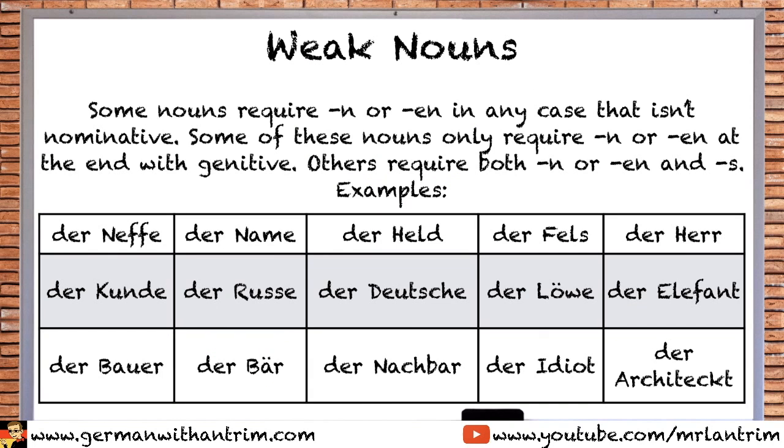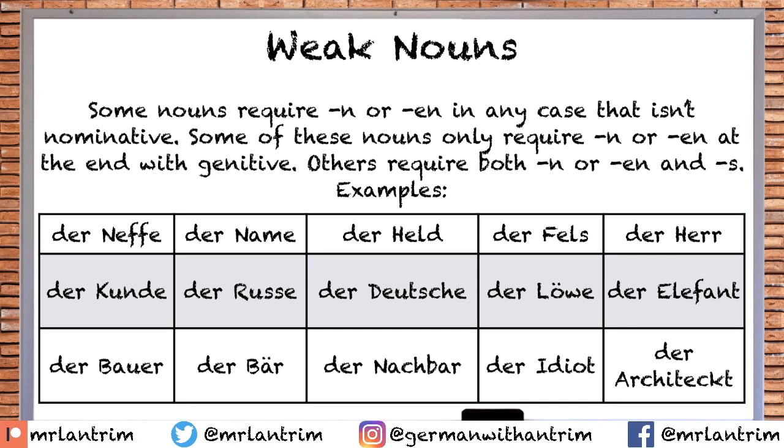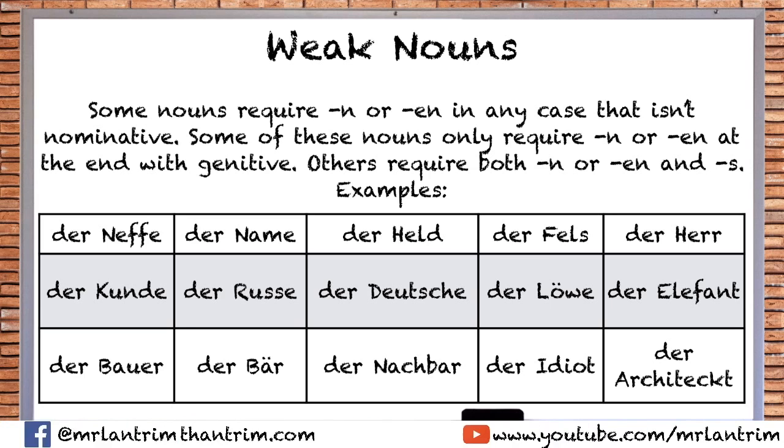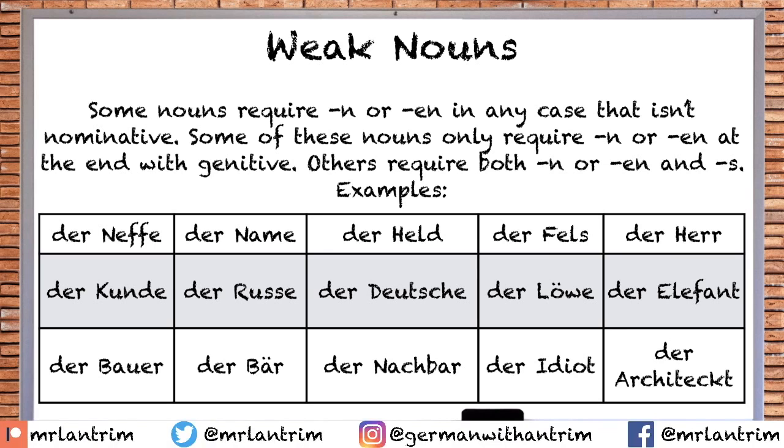Weak nouns. I've mentioned this in every presentation about cases that I have talked about so far. And then we have these weak nouns. Basically what happens is, in every case that is not nominative, they take N or sometimes EN at the end of these nouns. Not any good reason behind it. There is a little bit of logic, but not much. So things like der Neffe, in the accusative, they become den Neffen. In the dative, it's dem Neffen. And in the genitive, it's des Neffen.